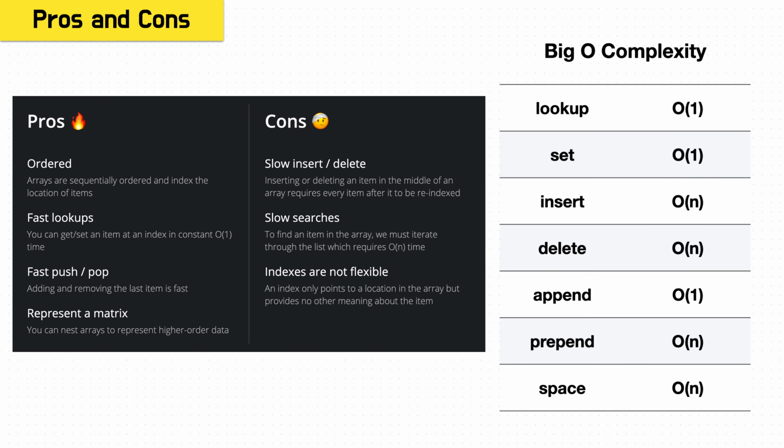The pros of using an array are that it's ordered. The items are sequentially ordered from the beginning to the end.